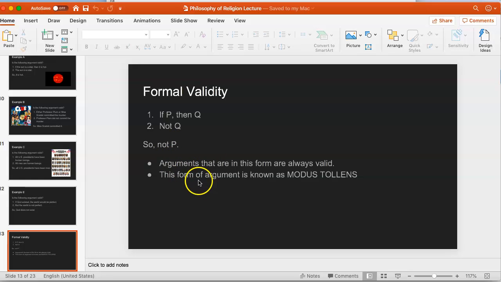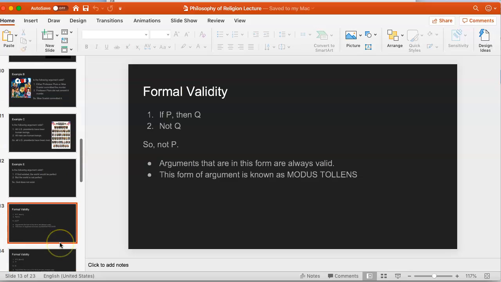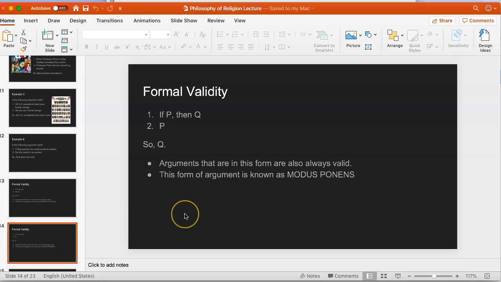And the technical name of this form of argument is modus tollens. So if you see an argument that has this form, no matter what content you put in there, you could say it's valid because it's modus tollens. If you study logic, you will learn that there are a number of different famous patterns that are always valid. Here's another one. If you look at argument A on your course packet, it has the form if P, then Q, P, so Q. And arguments that have this form are always valid also. And the name of this form of argument is modus ponens.